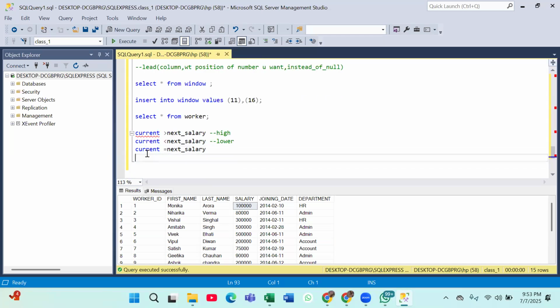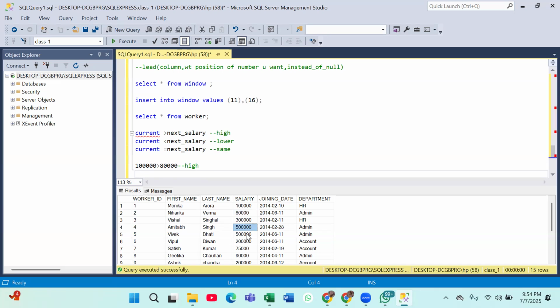Can I have a yes or no? Okay, can you repeat once? Sure. So here you can see that this is my 100K, right? I will compare it with my next salary, which is 80,000. Here, 100K is greater than 80,000, right? So I'll give a remark as high here. Similarly, 80K will get compared with the next salary, which is 300K. So 80K is smaller than 300K, so you will get low. 500K is equal to 500K, so you will get same. Is this clear with you now?